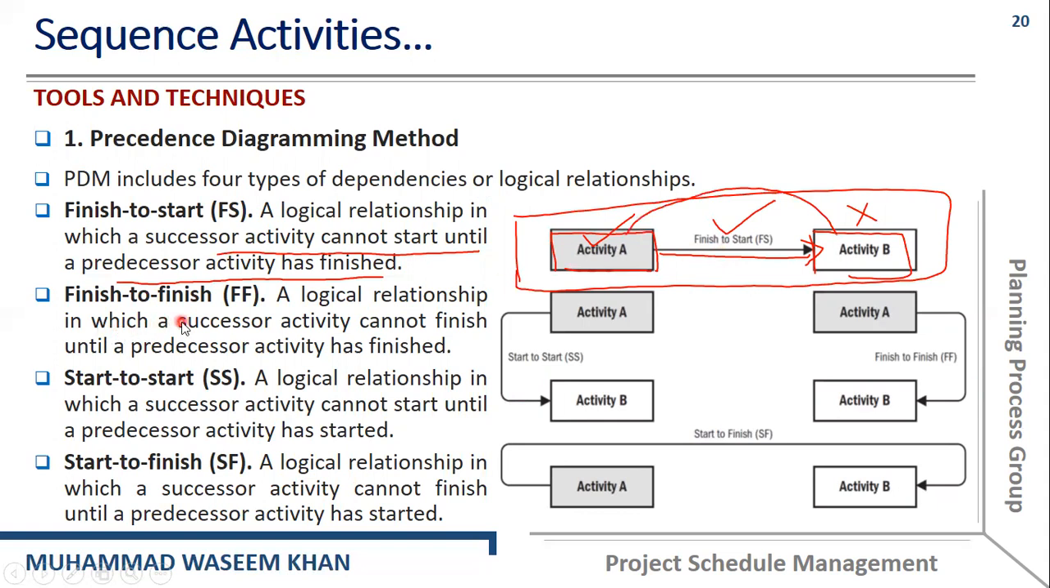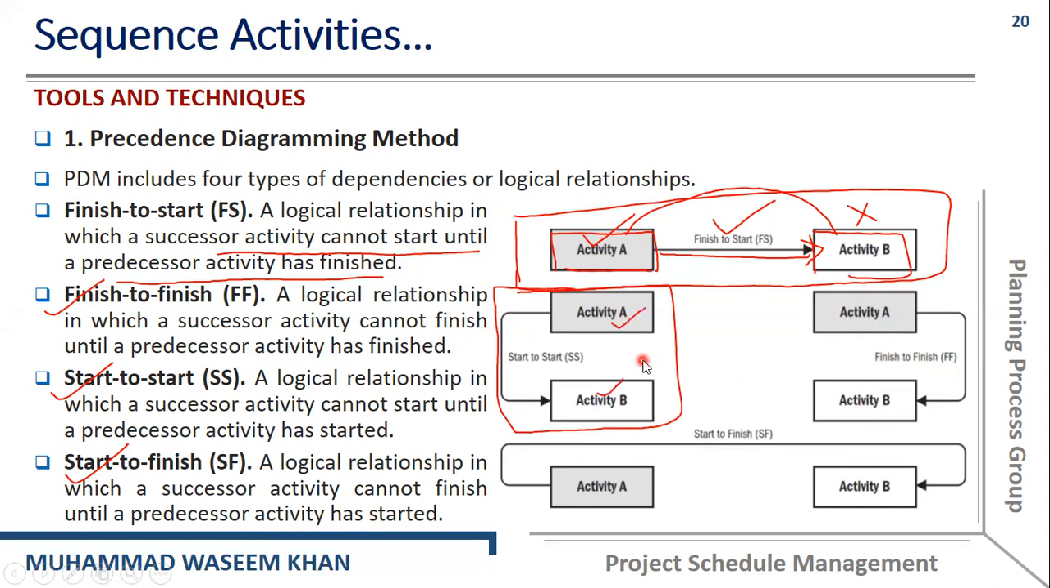The next one is the finish to finish relationship, and it is a logical relationship in which a successor activity cannot finish until a predecessor activity has finished. So you can see the finish to finish relationship here, that activity B, which is a successor activity, cannot be finished until activity A, which is a predecessor activity, has finished. So before finishing activity B, it is necessary for activity A to be finished. That's why we call it the finish to finish relationship.